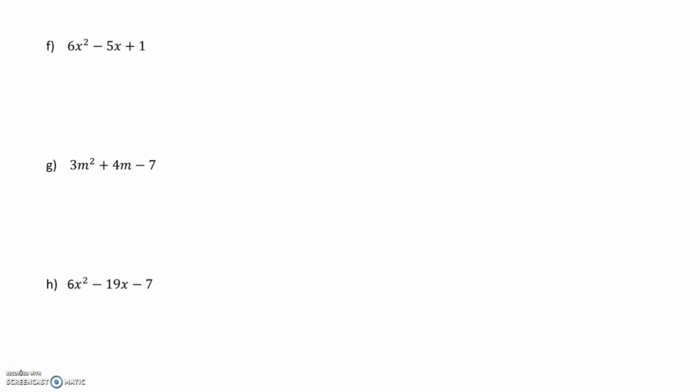All right, we're back and we're on F. So again, we first look for a common factor, and there is no common factor between 6, 5, and 1. So we know we can go right to our brackets. Okay, for 6x squared, I'm going to start with 2x times 3x. And my common factors for 1, that's easy, 1 times 1.